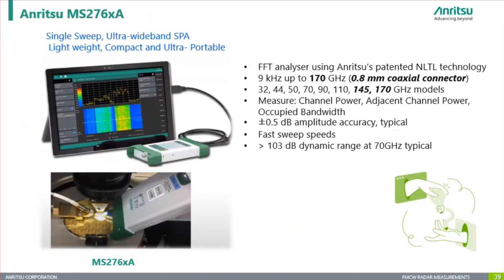So when you come to the Anritsu MS2760 ultra portable spectrum analyzer, it has an FFT analyzer with non-linear transmission line technology, which starts from 9 kilohertz up to 170 gigahertz. We have different variants starting from 32 gigahertz, 145, and 170 gigahertz models. It measures channel power, adjacent channel power, and occupied bandwidth as standard measurements with plus or minus 0.5 dB amplitude accuracy. Fast sweep speed makes it most applicable for automotive applications. And it has a greater than 103 dB dynamic range at 70 gigahertz typically.